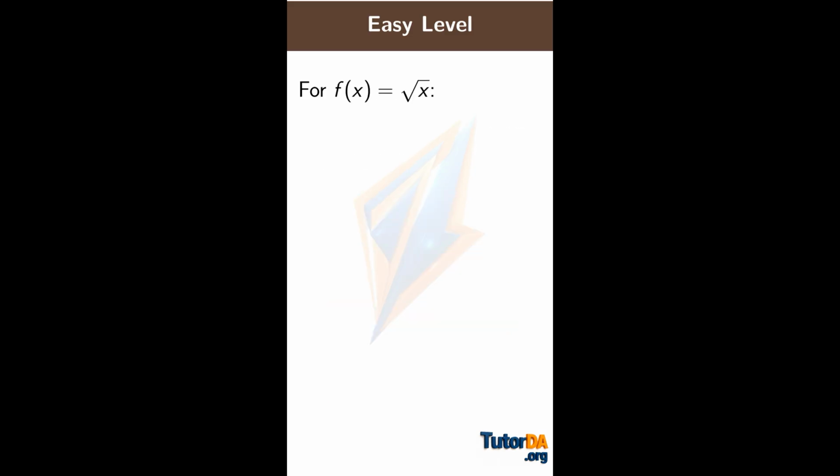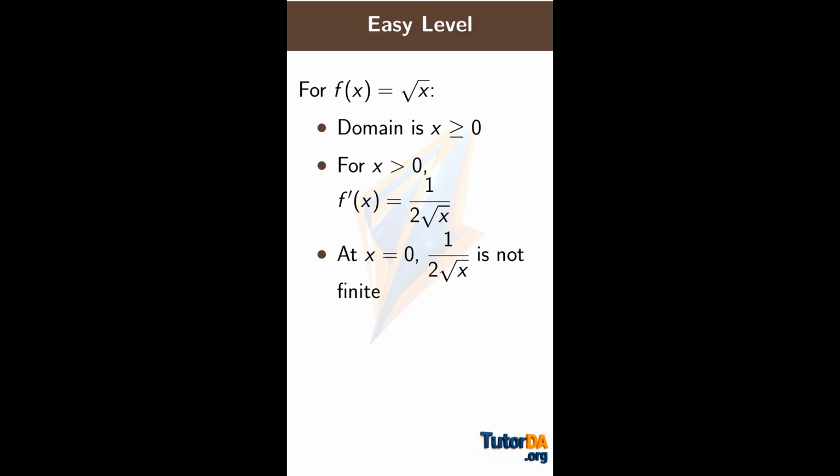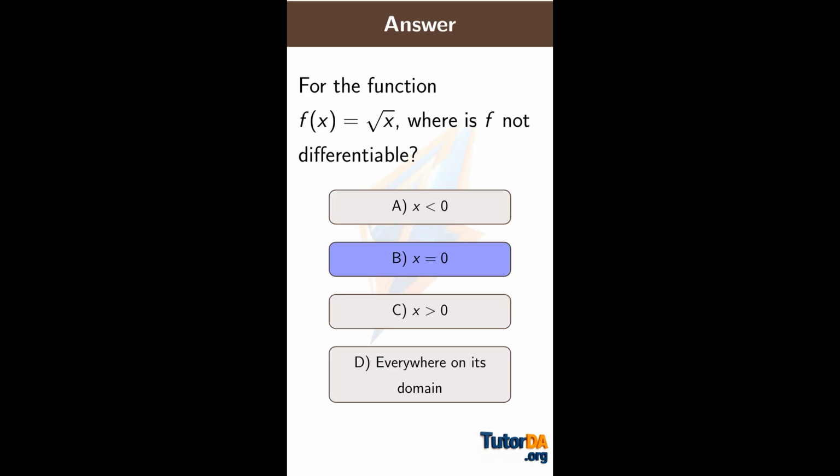For f of x equals the square root of x, the domain is x is greater than or equal to 0. For x is greater than 0, f prime of x equals 1 over 2 the square root of x. At x equals 0, 1 over 2 the square root of x is not finite. Hence, the correct option is B, that is x equals 0.